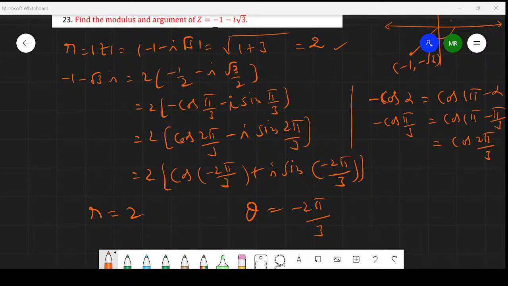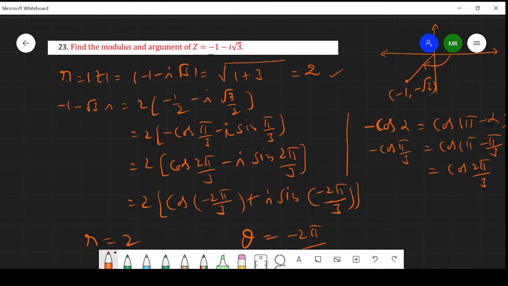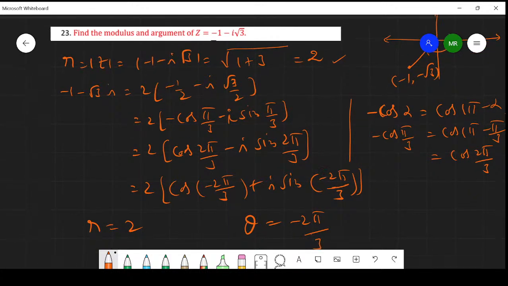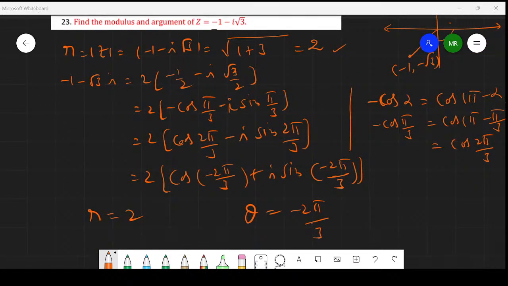Right, I got this one. With this I complete all the problems now. r is equal to 2, theta is equal to minus 2 pi by 3. This is the required answer. I hope you understood this. We got it, right? r equal to 2, theta equal to minus 2 pi by 3.